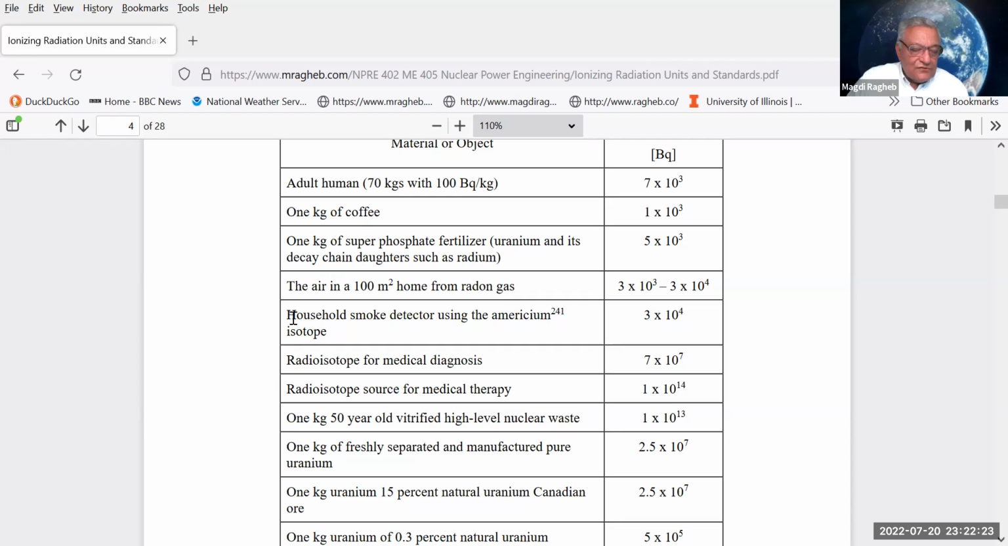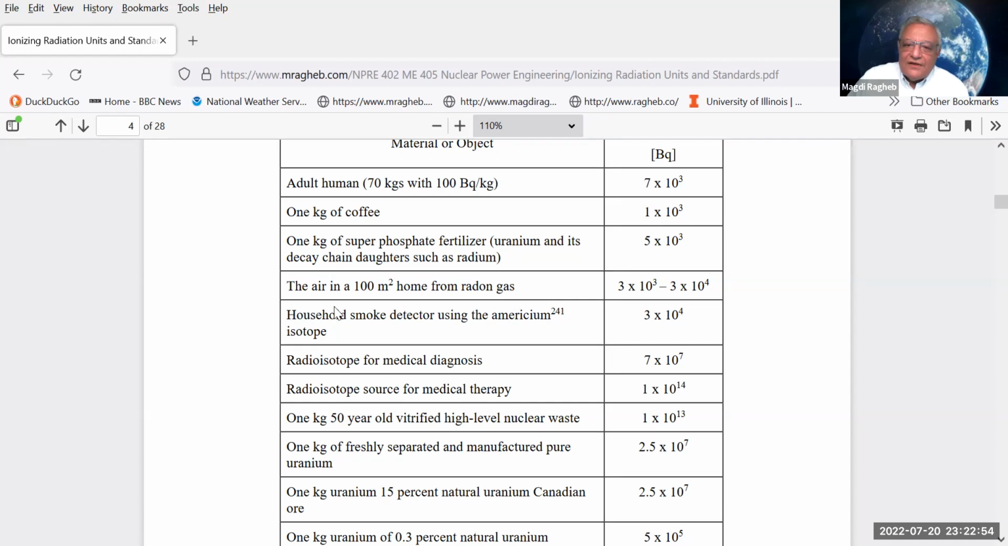Household smoke detectors use a circuit between two electrodes that is interrupted when there is smoke, and they warn us about fires or smoke, say, emitted in a kitchen. They use, in the United States, the isotope americium-241. It's an alpha emitter. This one has 30,000 disintegrations per second, or 30,000 becquerel of activity.